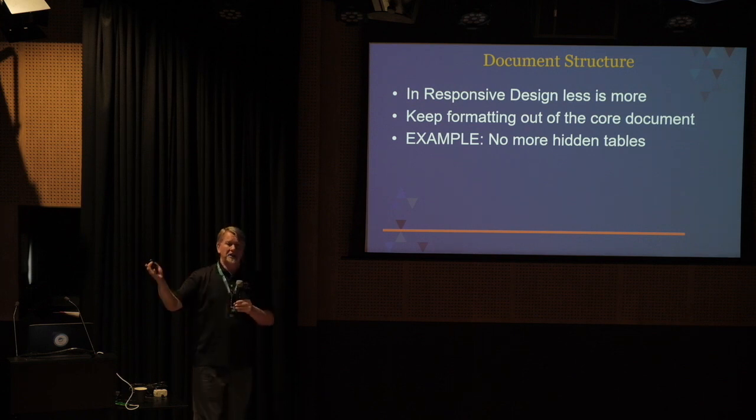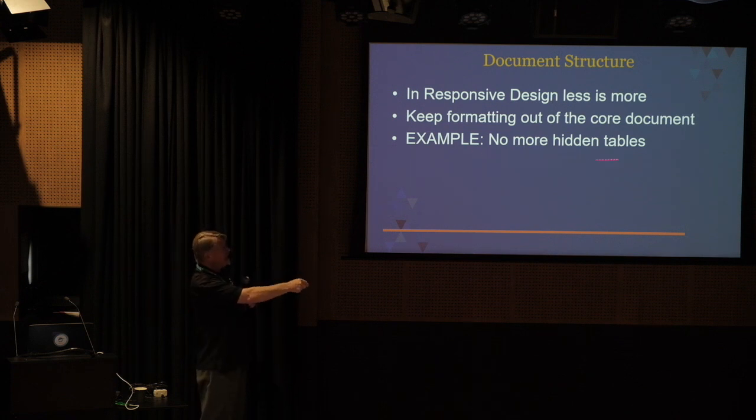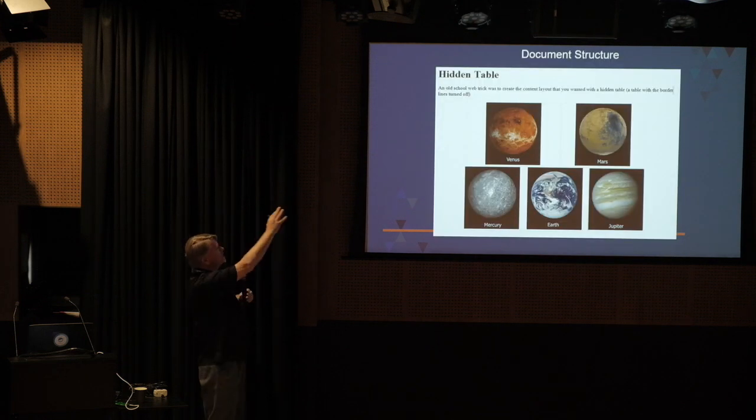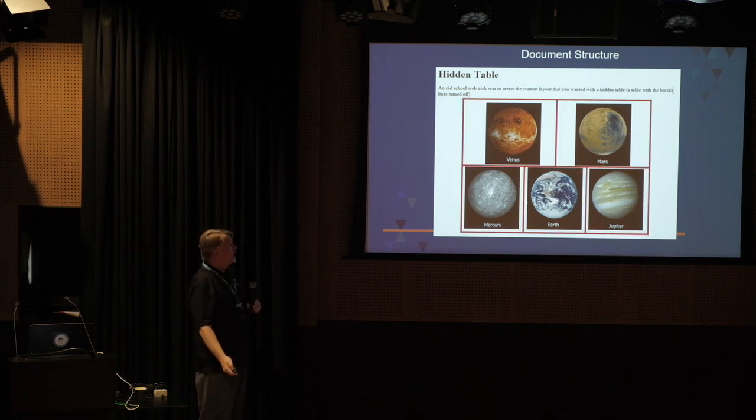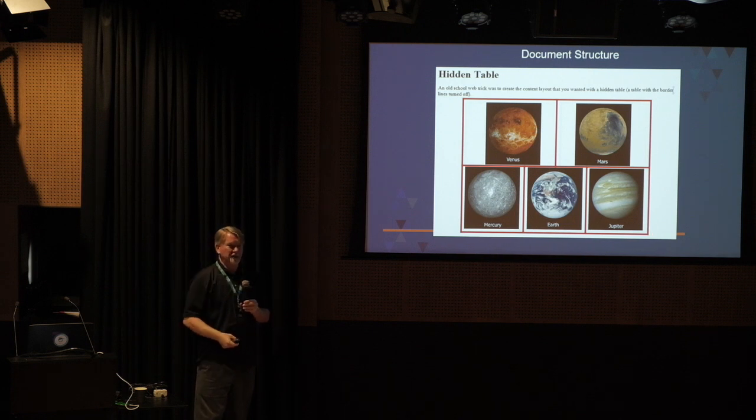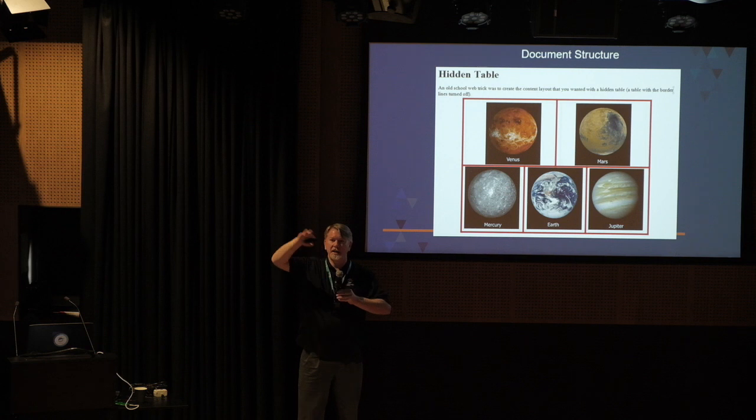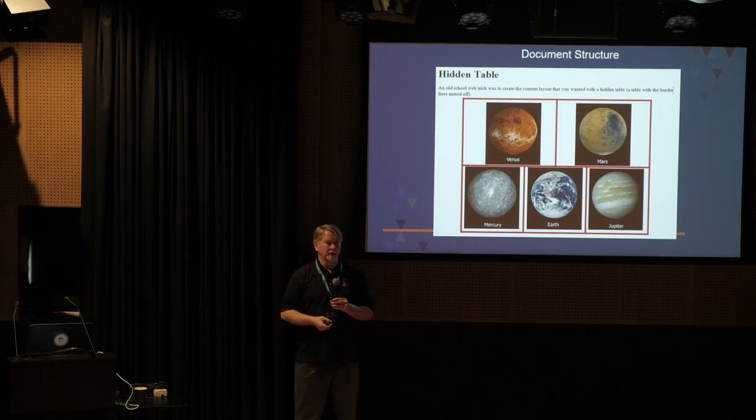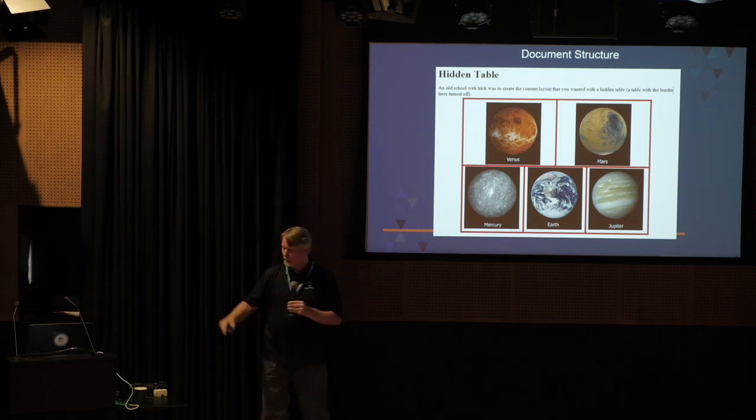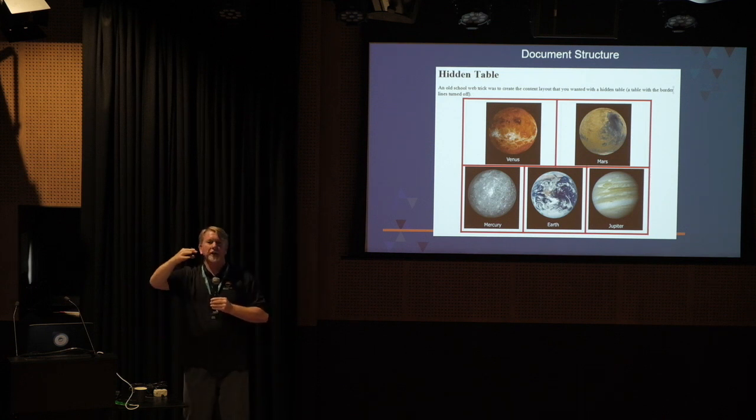All right, so by document structure, again, what I'm really talking about is keep formatting out of the core document. As an example, I'm sure nobody in here has ever done this, no hidden tables. Somebody wants some graphics, some images to render 2 across, 3 below, so they create an invisible table, put the graphics each in a cell. That might be great on a high definition desktop monitor. But when you try to send that content page to that phone, everything falls apart.